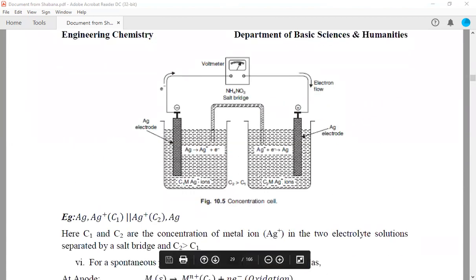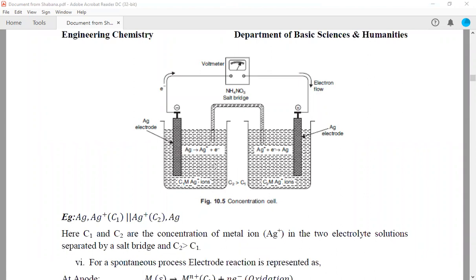See here, this is an electrolyte concentration cell in which the two electrodes, this is one electrode and this is another electrode, are of the same composition, that is silver. A silver electrode is to be taken and dipped in the salt solution of different concentration. The left half cell has the concentration of C1 and the right half cell has the concentration of C2.